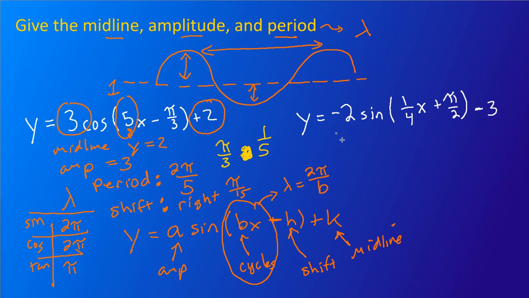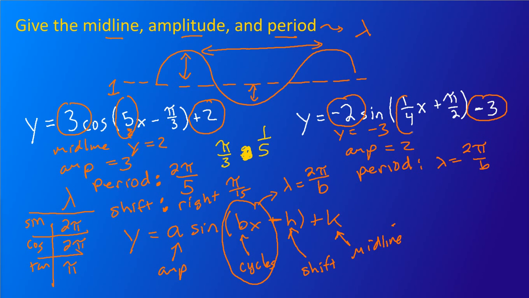All right, let's try this one. So our midline is going to be y equals this number, so -3. My amplitude is going to be this number, but remember amplitude should always be positive, so it is 2. Our period is going to be lambda is 2 pi over b. This is our b, so 1/4. So it's going to be 2 pi over 1/4.